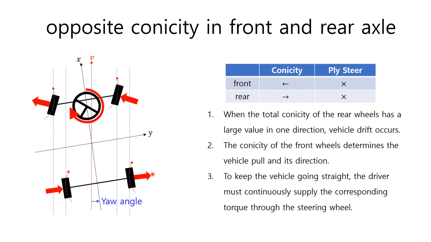What if there are conicities in the opposite direction on the front and the rear wheels? When the total conicity of the rear wheels has a large value in one direction, a vehicle drift occurs. The conicity of the front wheels determines the vehicle pull and its direction. To keep the vehicle going straight, a driver must continuously supply the corresponding torque through the steering wheel.